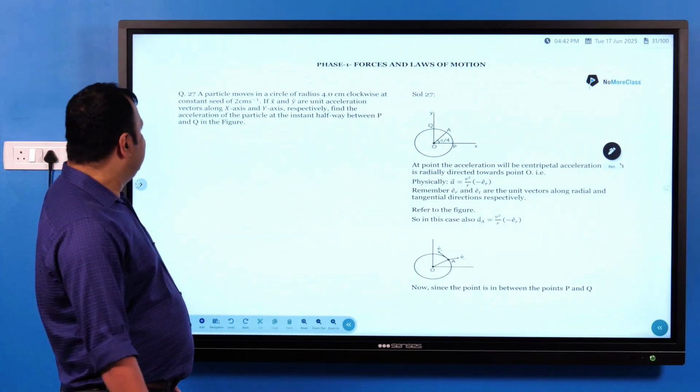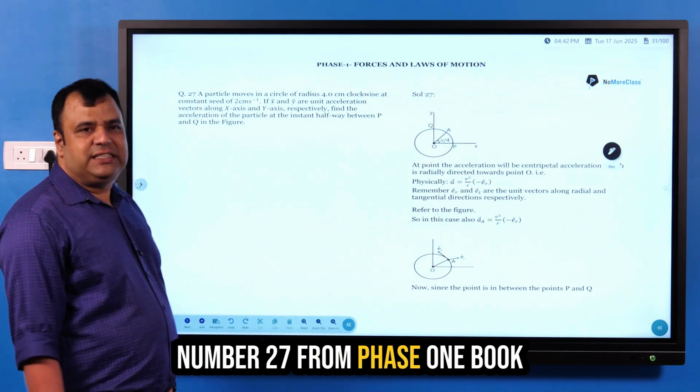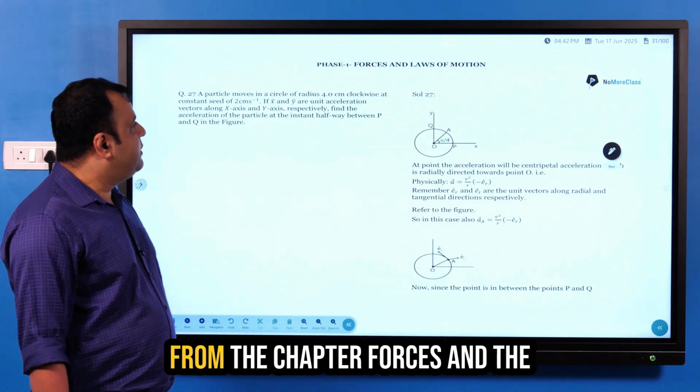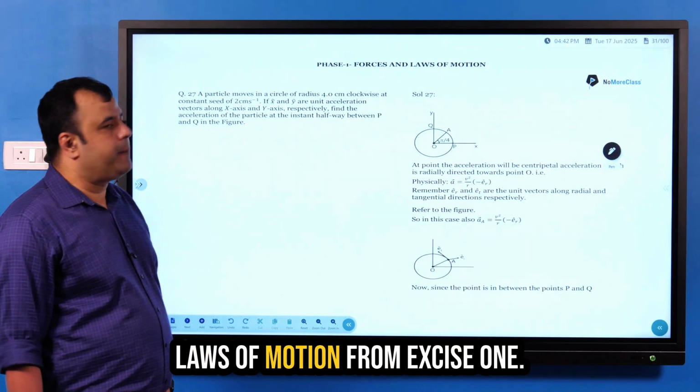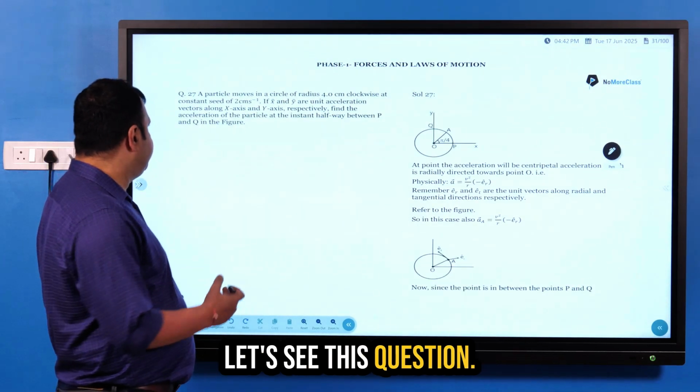Hello. So now we'll be solving question number 27 from phase 1 book from the chapter Forces and the Laws of Motion from exercise. So let's see this question.